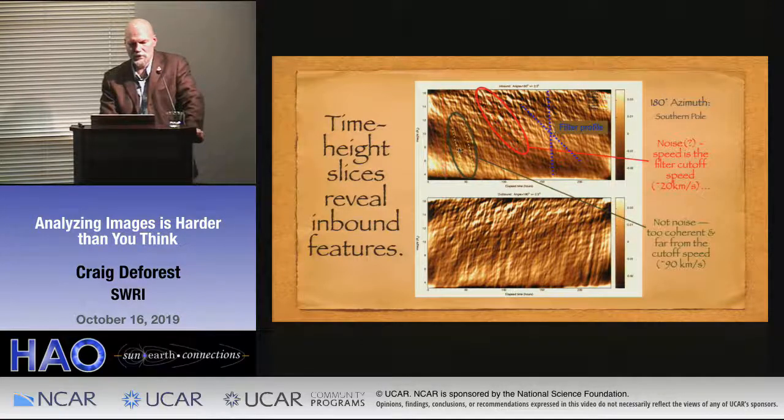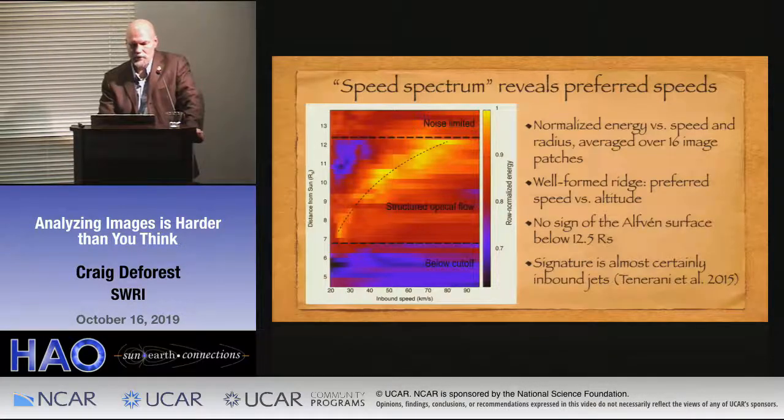You can see that there are inbound stripes here. At first glance, this looks like noise, but it's not. These stripes are far too long and coherent to be noise. And so we can actually analyze the characteristics of the stripes. We can say how much variation there is in the image as a function of how fast things were moving inbound. If we do that at different locations, we get this, right?